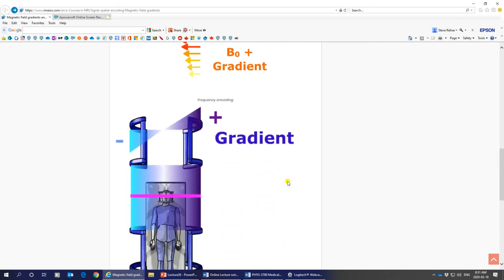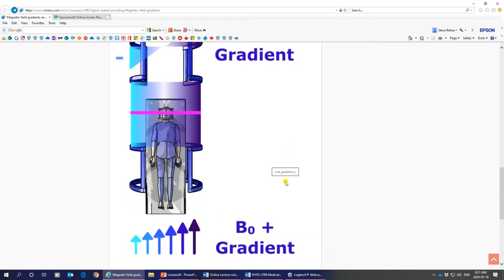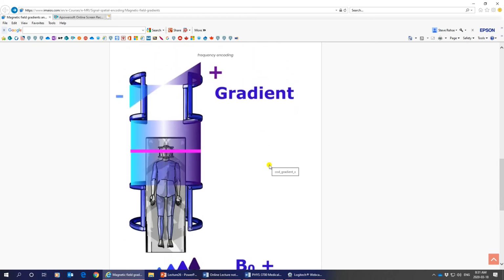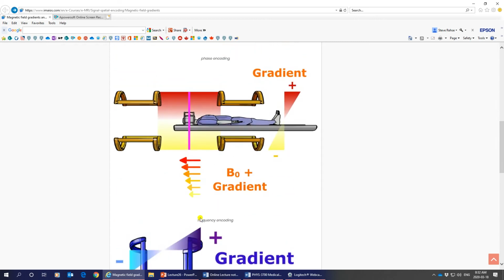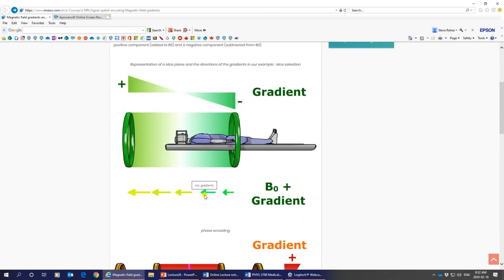All right, and then the third direction is just this. So we can call this the frequency encode gradient. Now we knew posterior from anterior. How do we know left from right? We'll just impose another gradient, right? So it'll be weaker on this side of the patient, stronger on this side of the patient. What did I say? Always pointing from toes up to head, but weaker here, stronger here. This will allow you to locate the signal on the left or the right side of the body. So three dimensions, X, Y, Z, three gradients, one, two, three.